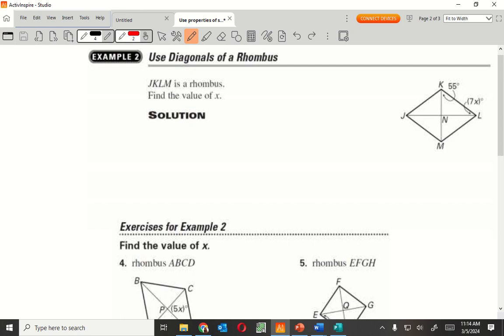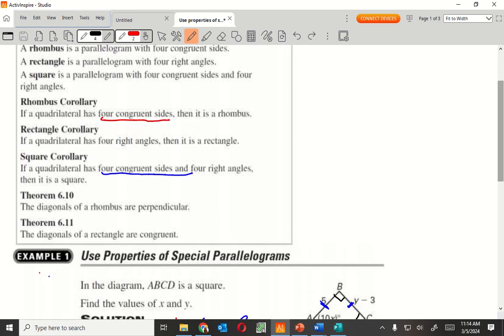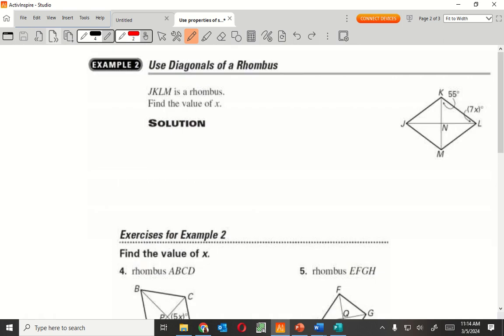It says JKLM is a rhombus. Now I have to go back and talk about what a rhombus is. A rhombus, right here, is a quadrilateral that has 4 congruent sides. That's a rhombus, a parallelogram with 4 congruent sides. Theorem 6.10: diagonals of a rhombus are perpendicular. That's important because we're dealing with diagonals here. So that means that this is a diagonal and this is a diagonal. That is a right angle there.